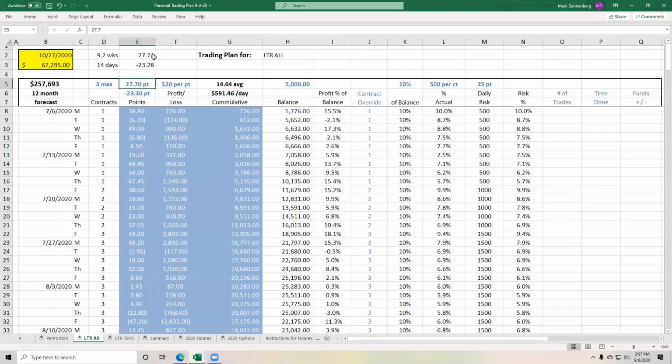You can certainly change that to whatever you choose, but if we forecast forward based on our current run rate on both profit and losses, and we trade no more than 3 contracts going forward, our 12-month income is $257,693. There's no guarantee of that income.